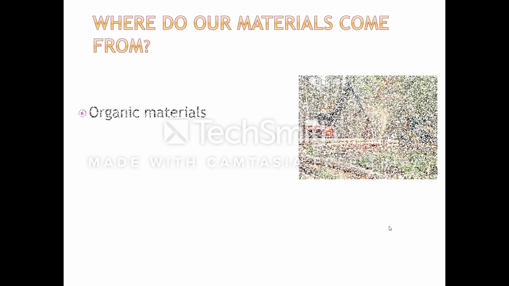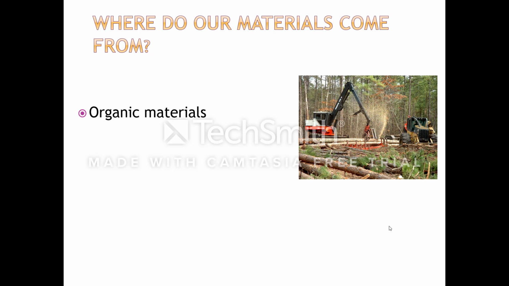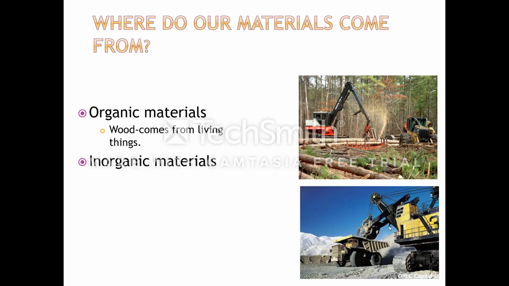Now, where do materials come from? Well, they come from all over the place. We have organic materials that we pull from the earth or gather from the earth. Okay, so wood comes from living things, trees are plants, and all that. Inorganic materials, these are the things that are harvested from inside the earth, so like things that are mined out, like coal and metal and oil and things like that. That's inorganic materials. And then, like it says, metal comes from mineral deposits in the earth.